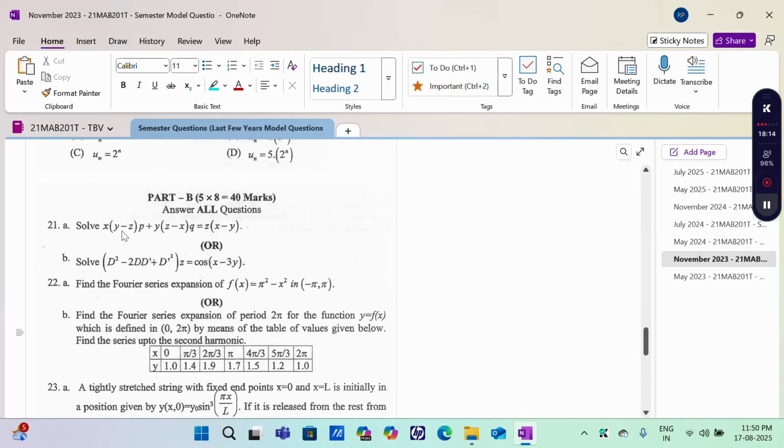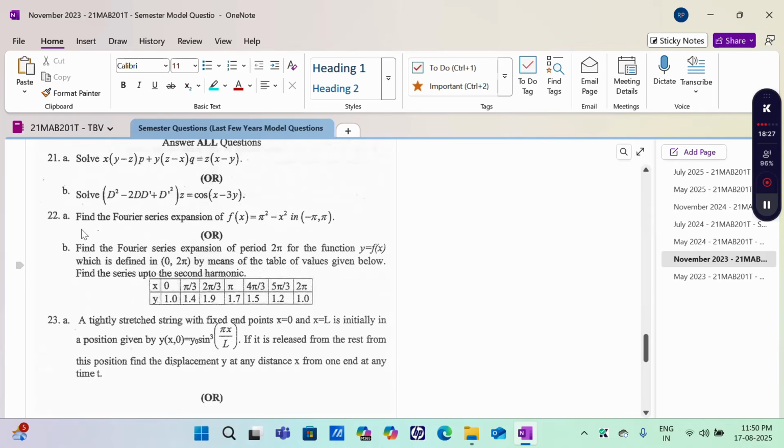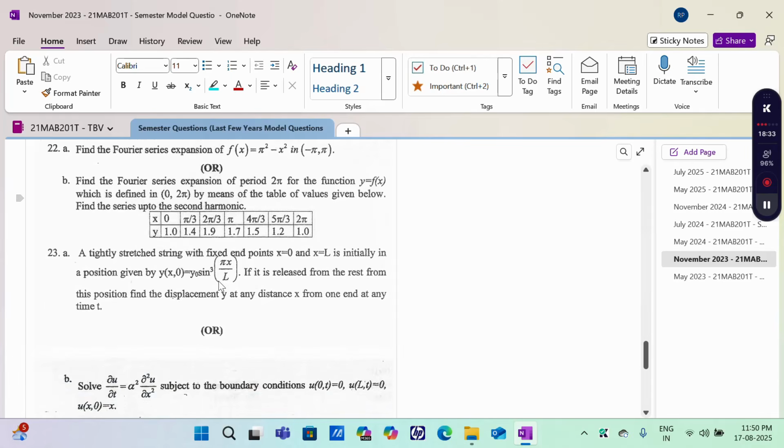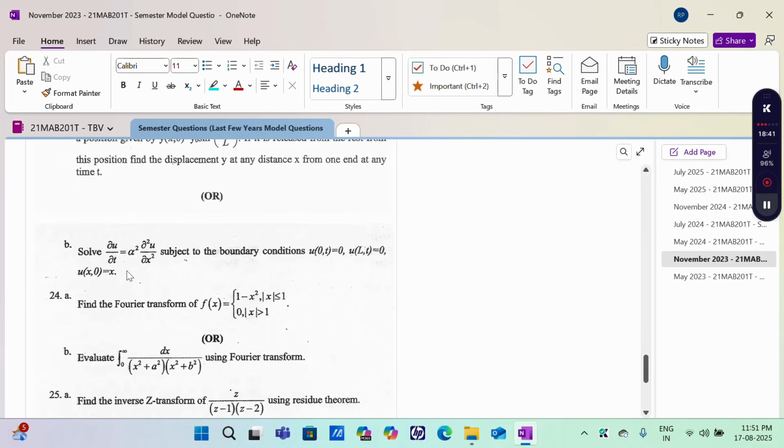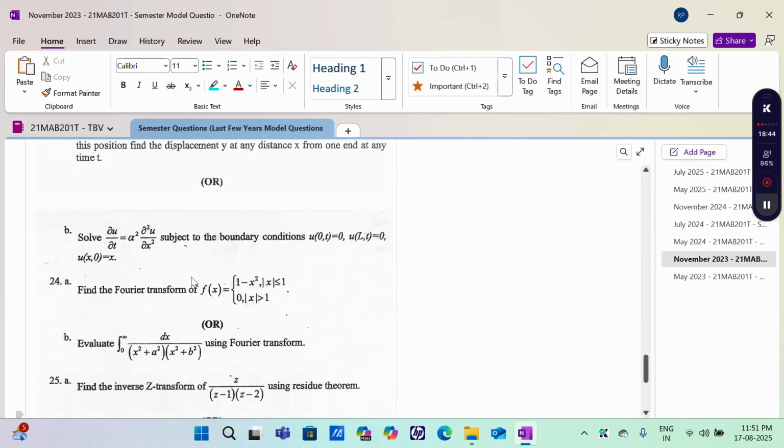So 21A, Lagrange's linear method, multiplier method, and 21B is a second type, higher order homogeneous. And so 22A, unit 2 Fourier series, the range minus pi to pi, or choice harmonic analysis problem. And 23A, it's a string, so one dimensional wave equation problem. Then another one is one dimensional heat equation.